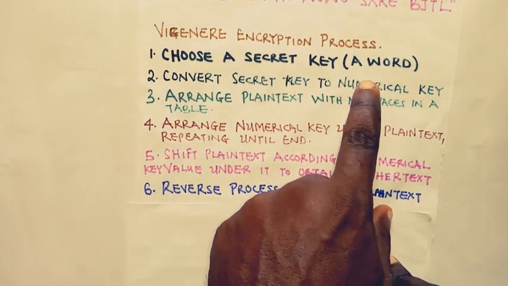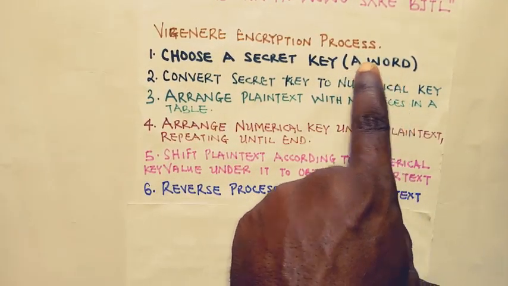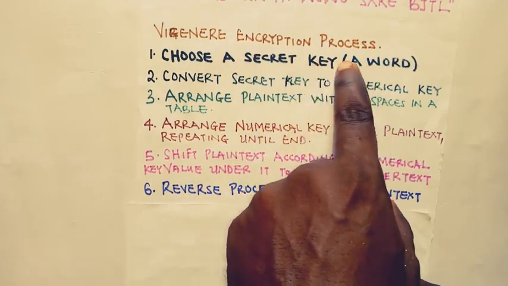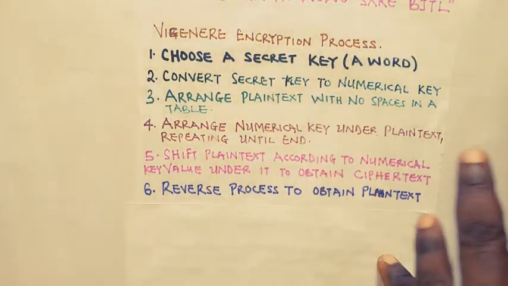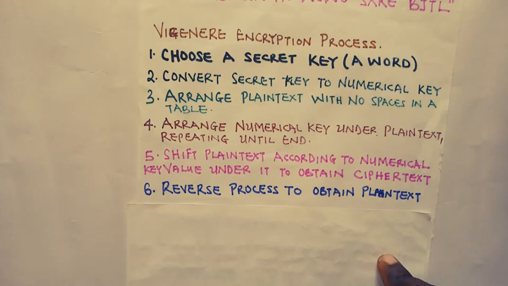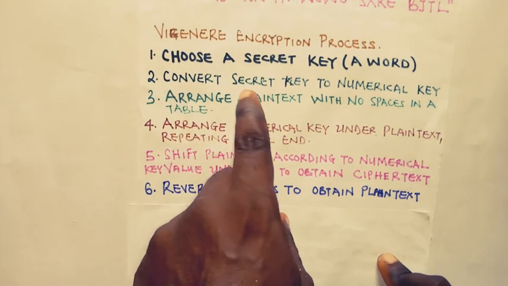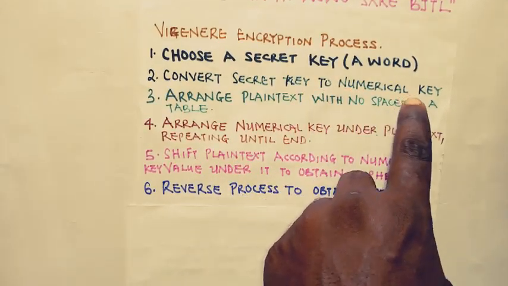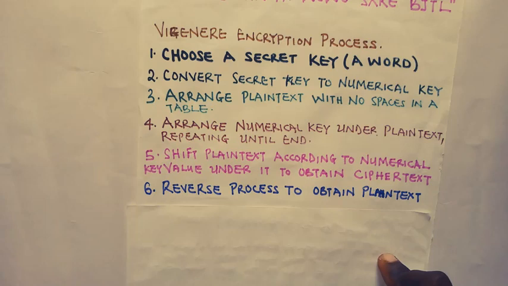Choose a secret key, usually a word. The secret key must be known to both the sender and the receiver, and it must be kept secret. That's why we call it a secret key. Because they both know it, they both can convert the secret key into a numerical value. I will show you how that is being done in a minute.